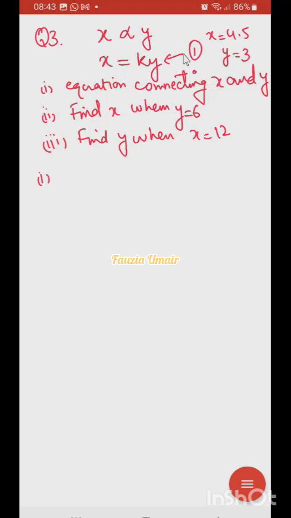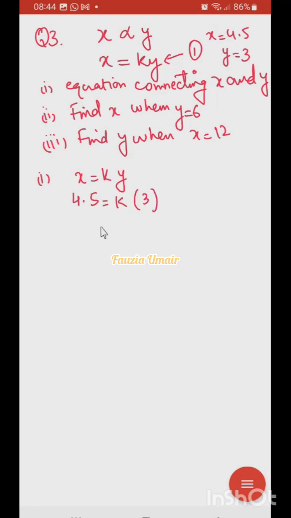Okay, first part, we need to find the equation connecting x and y. So we need to find out what is the relation between x and y. So we need to find this value of k, and then we will put this value of k back in equation 1 so that we can form the equation connecting x and y. Okay? So we will say x is equal to ky, and because we know when x is 4.5, y is 3, we will put the values of x and y so that we can solve for k.